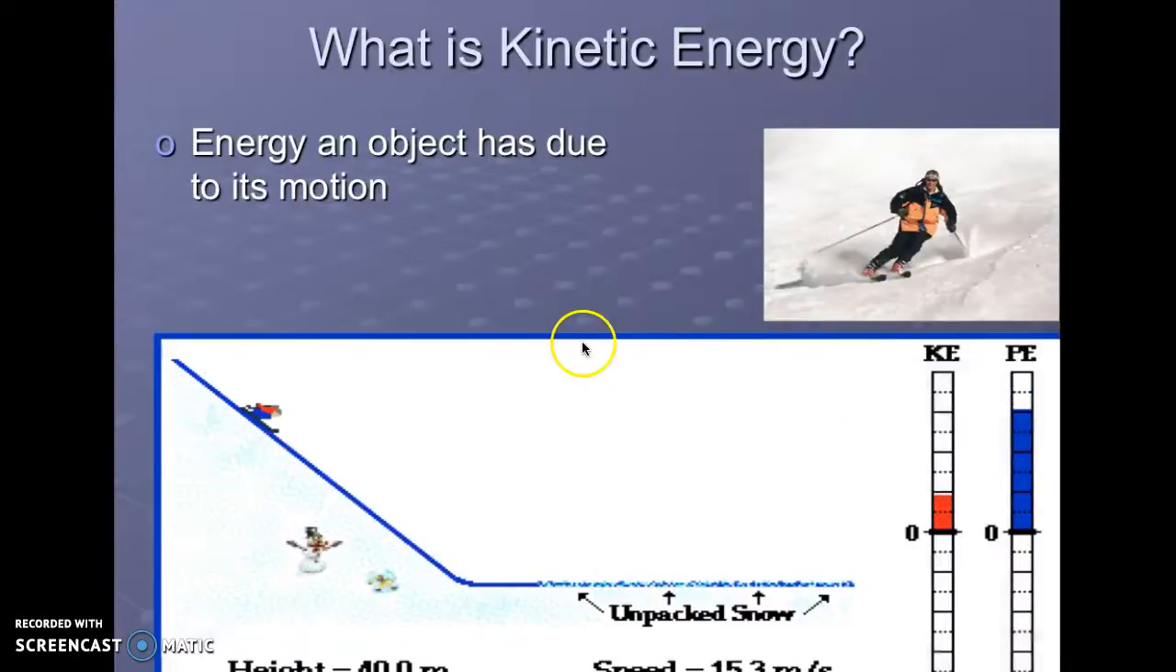Same thing with a person skiing. The higher up they are on a hill, the more potential energy they'll have, and as they come down the hill, they're going to increase in their speed. So their speed is going to go up, and their potential energy then decreases because they're moving. So the potential energy is high at the top of the hill, and it starts to go down as the kinetic energy increases. So they're going to be moving at an extremely high speed as the height goes down.